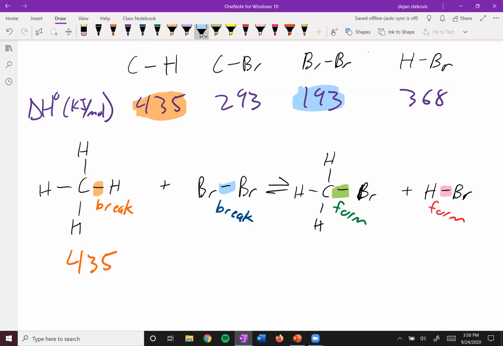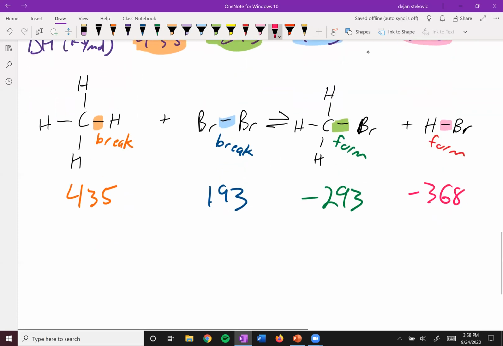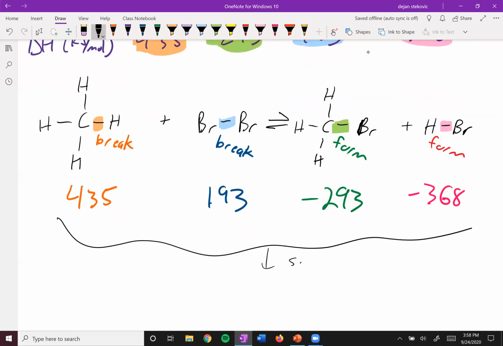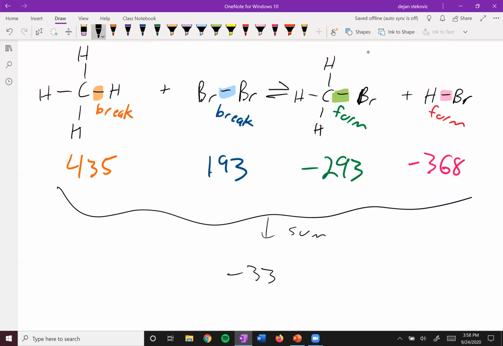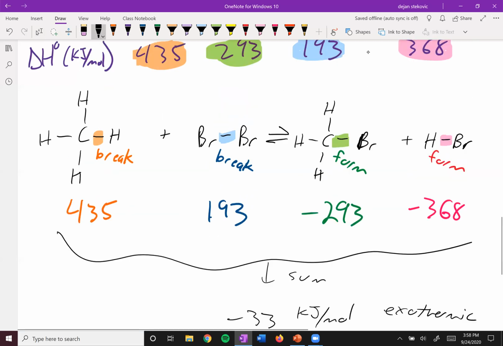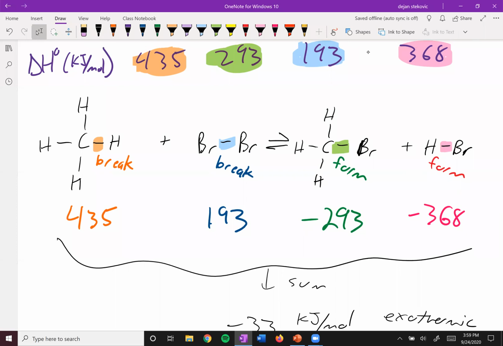Same thing with this Br-Br bond, right? We're going to put energy into the system to break this bond. And then we're going to form a C-Br bond. If we're forming this bond, that means we're getting energy out. So we're going to get negative 293 kilojoules per mole. And then finally, this will also be a negative. And then we just sum all of these values to get negative 33 kilojoules per mole, meaning that this is exothermic, right? So you can look at almost any reaction, see which bonds break, which bonds form, take a look at some bond dissociation energy tables and tell whether this is going to be an exo or an endothermic reaction.